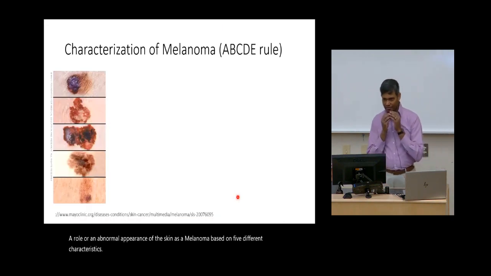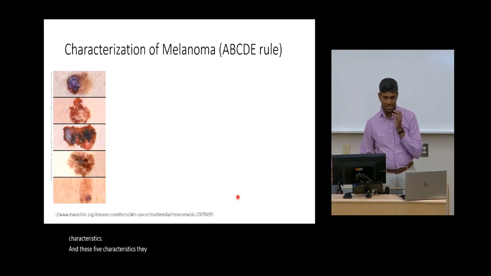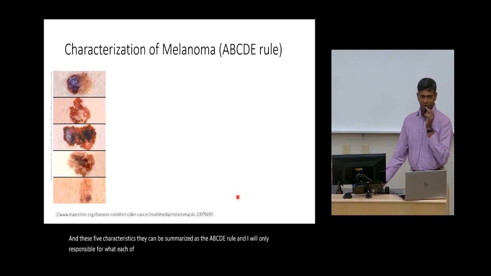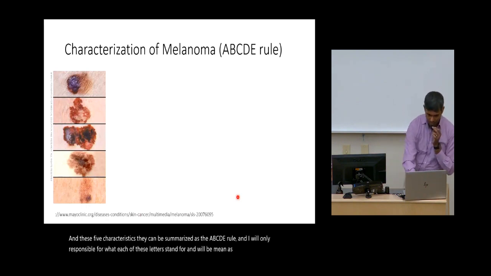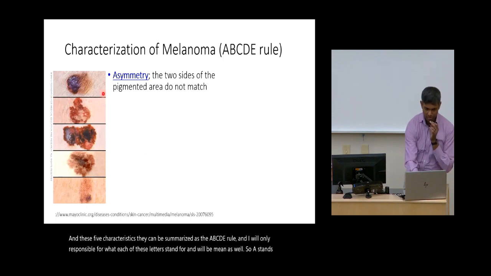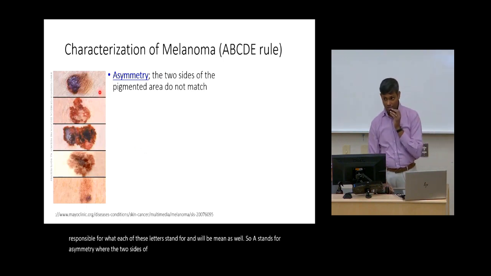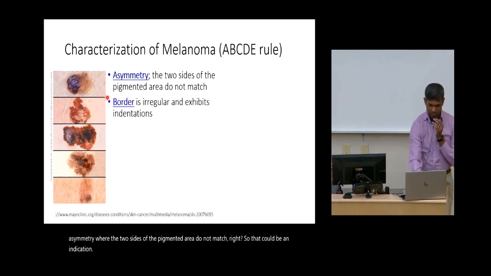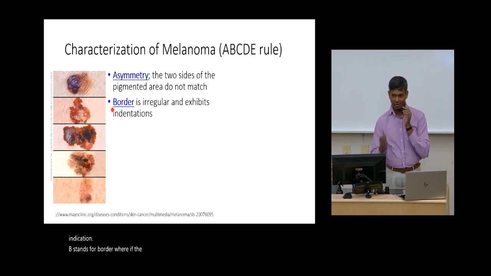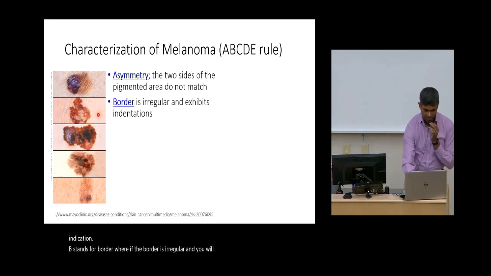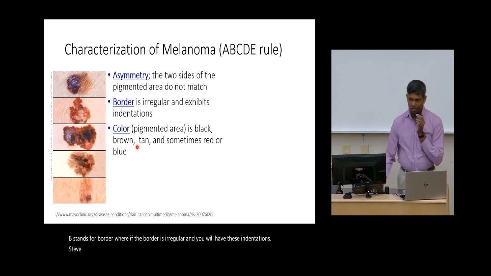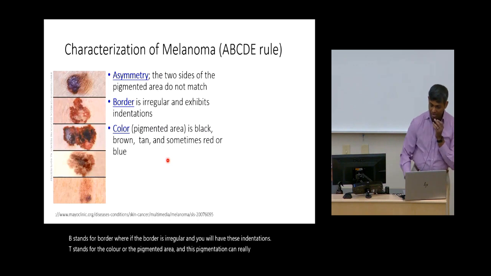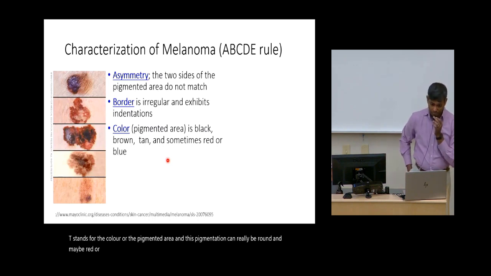And these 5 characteristics can be summarized as the ABCDE rule, and I will hold you responsible for what each of these letters stand for and what they mean as well. So A stands for asymmetry, where the 2 sides of the pigmented area do not match, right? So that could be an indication. B stands for border, where the border is irregular and maybe it has these indentations. C stands for the color of the pigmented area, and this pigmentation can really vary. It could be brown, tan, maybe red, or even blue.